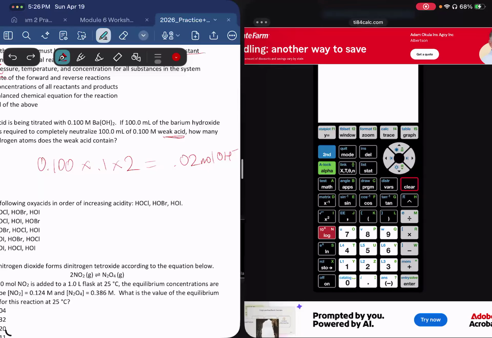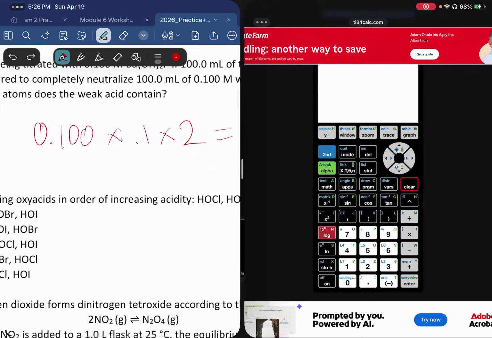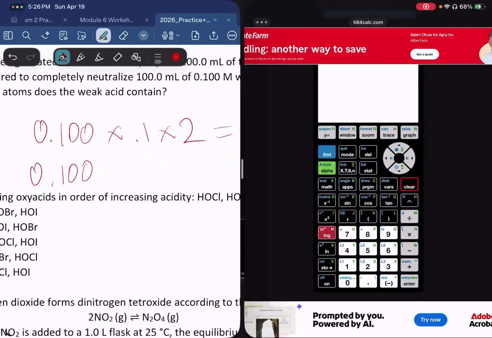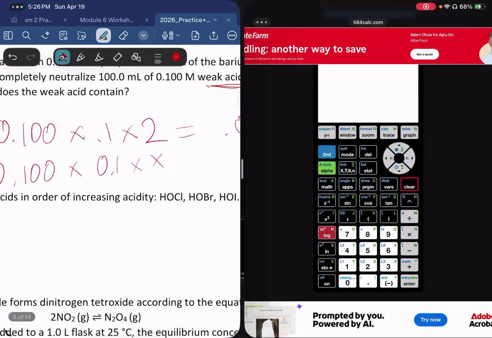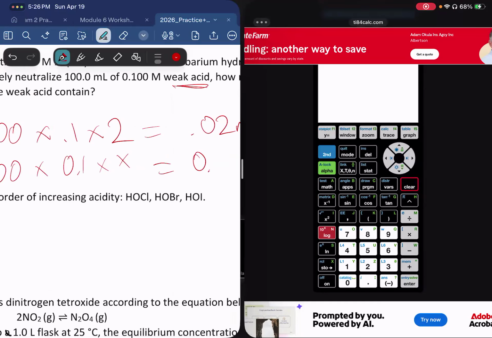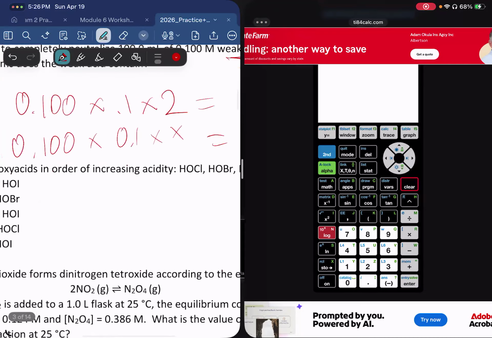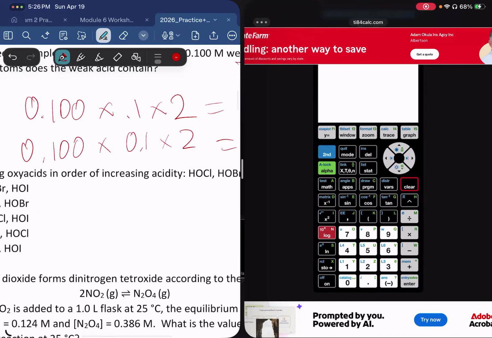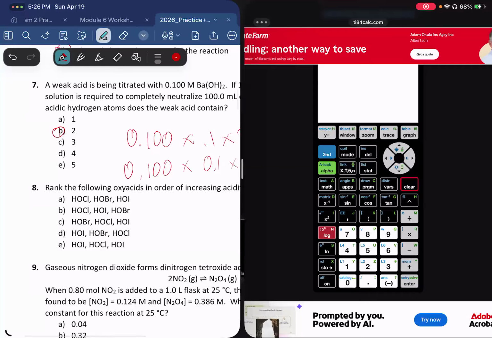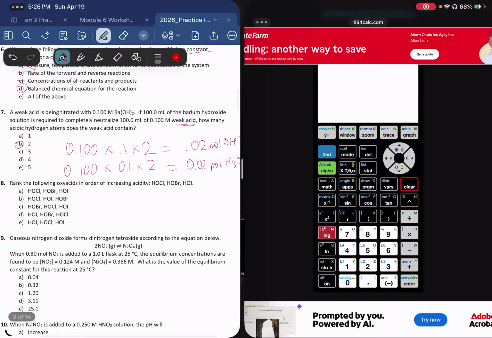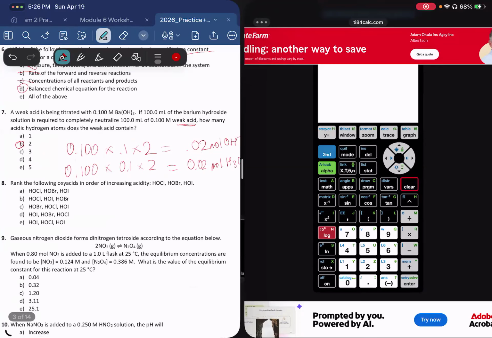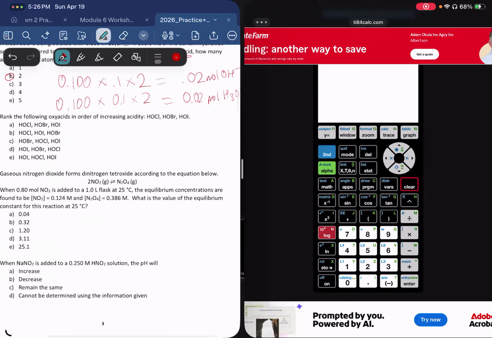I can't really prove that right now, but we'll do more questions like that. Well, one way I can prove that is this has to be 0.1 times 0.1 times x, equaling 0.02, right? Because the moles of hydroxide have to equal the moles of hydronium. And so x has to be 2 in this case. That's why the answer choice is B. You did not need to do this much work if you understood that concept beforehand, but I'm just demonstrating it so that you guys can understand it a little bit better.